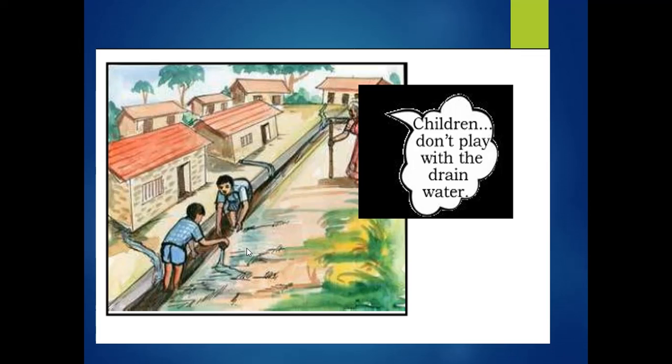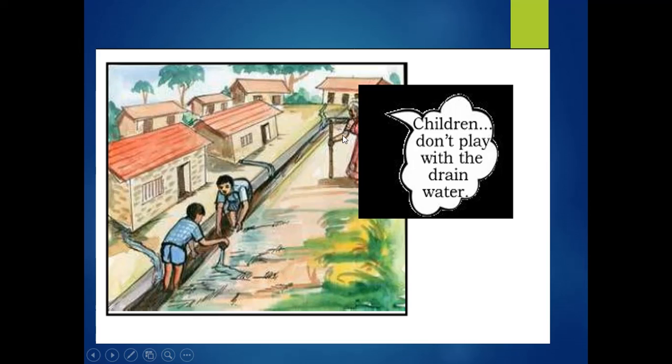Children, don't play with the rainwater. You can see here two children playing in the rainwater. What is meant by rainwater here? Wastewater. Rainwater means wastewater. Here you can see the drain water from one house and another house pouring onto the road, and the children are playing with the drain water.